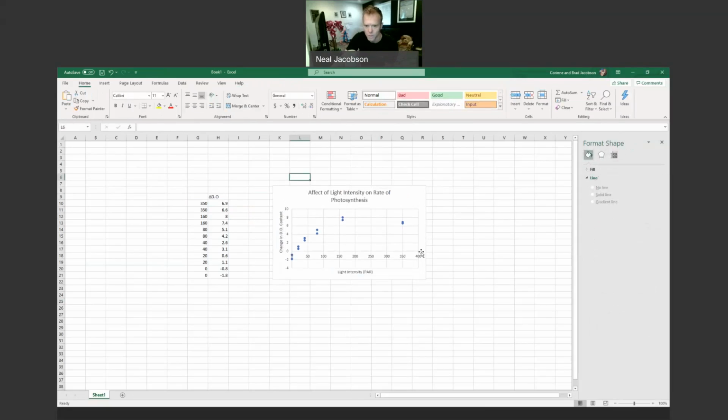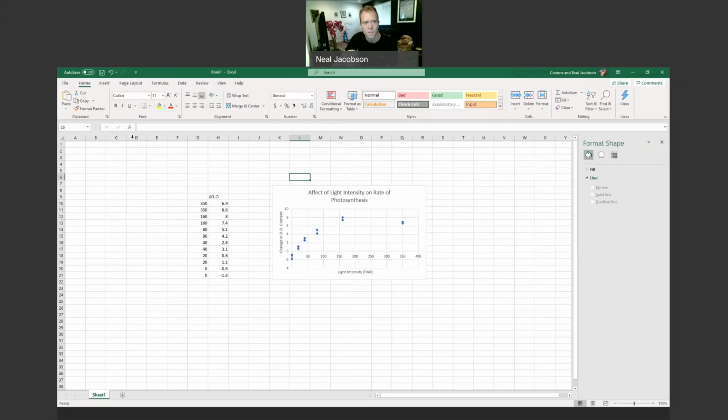Effect of light intensity on rate of photosynthesis. We have our light intensity plotted here, and our change in dissolved oxygen content on the y-axis. The only thing we're missing is actually a trend line. I know that it asks you to draw a trend line on the graph, and we can actually have Excel do that for us.